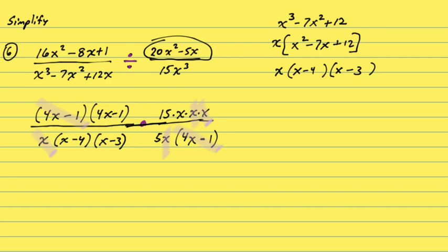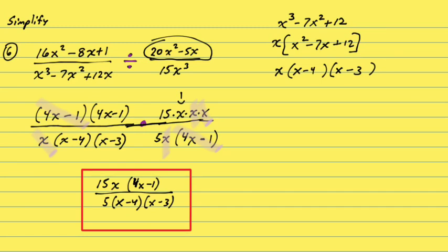Anything else cancel? So now on the numerator side, on the top, I see a 15 and I see an x. And I see a 4x minus 1 that remains. On the bottom, or the denominator, I see a 5, I see an x minus 4, and I see an x minus 3 remaining. And that should be my result.